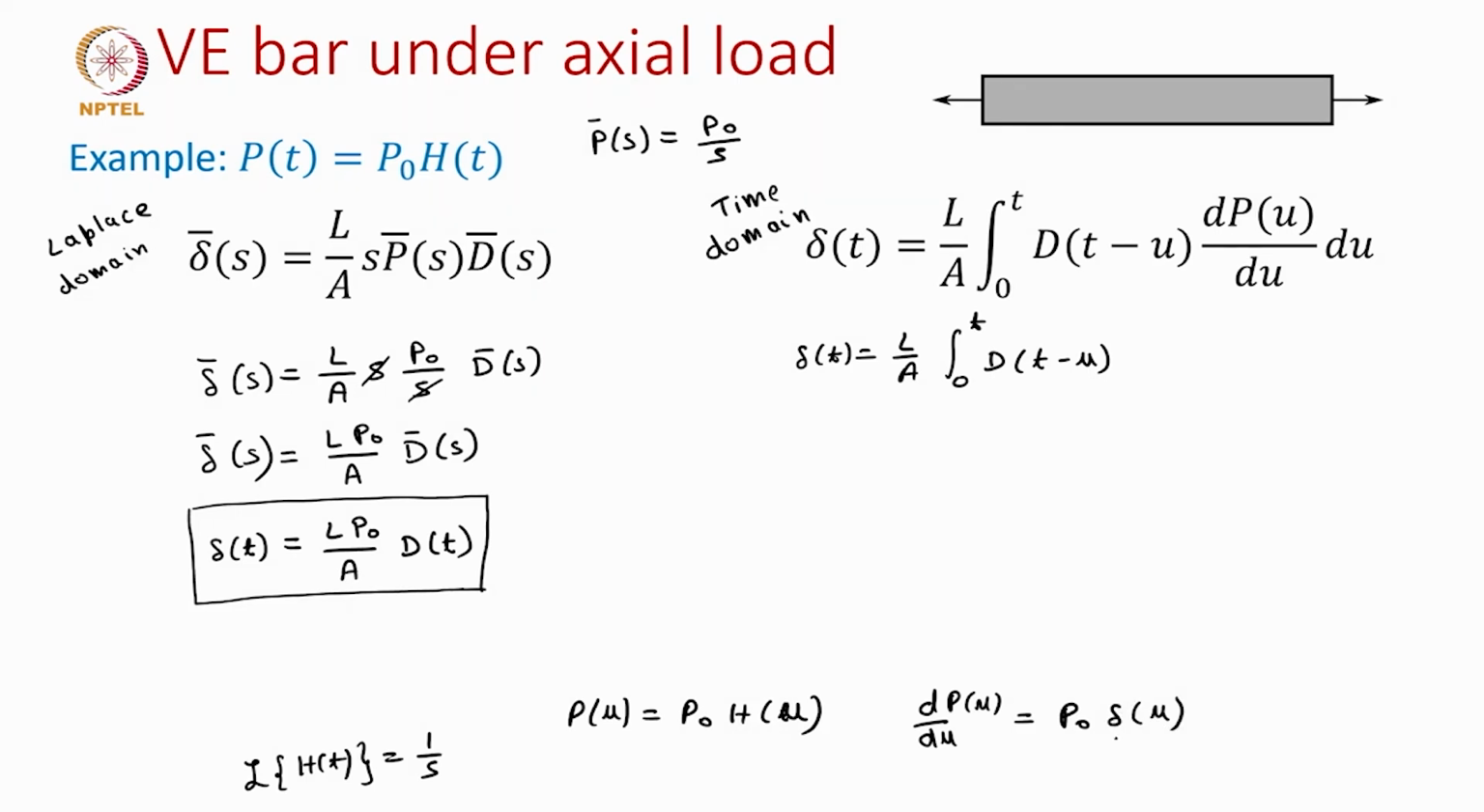There will be a small confusion. What we have here is the Dirac delta function, and what we are finding here is the axial deformation. Yes, I know we are using the same variable, we should have avoided that, but now that we have it here, let us try to distinguish. We have this deformation on the left hand side of the equation and the Dirac delta on the right hand side of the equation. Okay. So D of t minus u times P naught, which is a constant, I can take out of the integral, times the Dirac delta function of u.